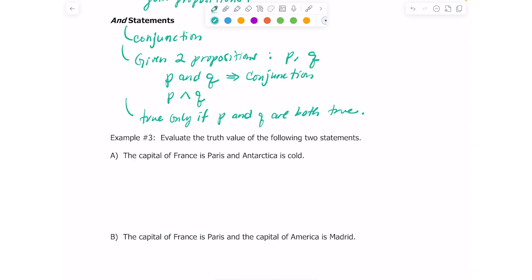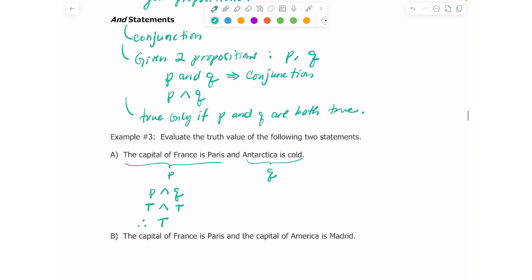Okay, so this part here is going to be P, the capital of France is Paris, and here's Q. And if we were to write that in a logical statement, it would be P ∧ Q. That just says the capital of France is Paris and Antarctica is cold. So the capital of France is Paris. That is true. And Antarctica is cold. That's true. So since they're both true, that means that overall the whole statement has to be true.